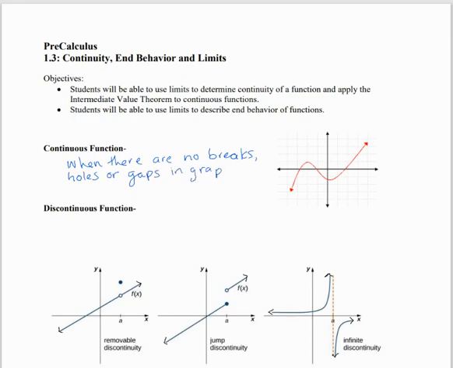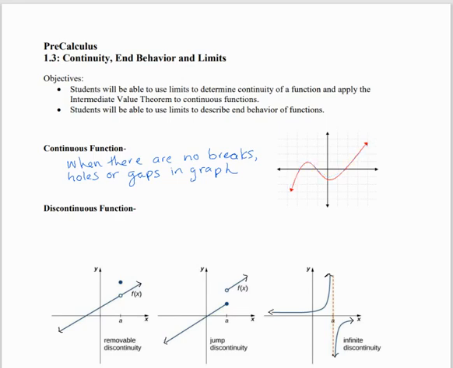So we can see on the right-hand side here, this red curve, that graph, I never have to pick my pencil up. The arrows indicate that I go on forever, and then also I never have any holes or gaps. If I was to trace, I never am going to pick up my pencil. So we are continuous, okay?